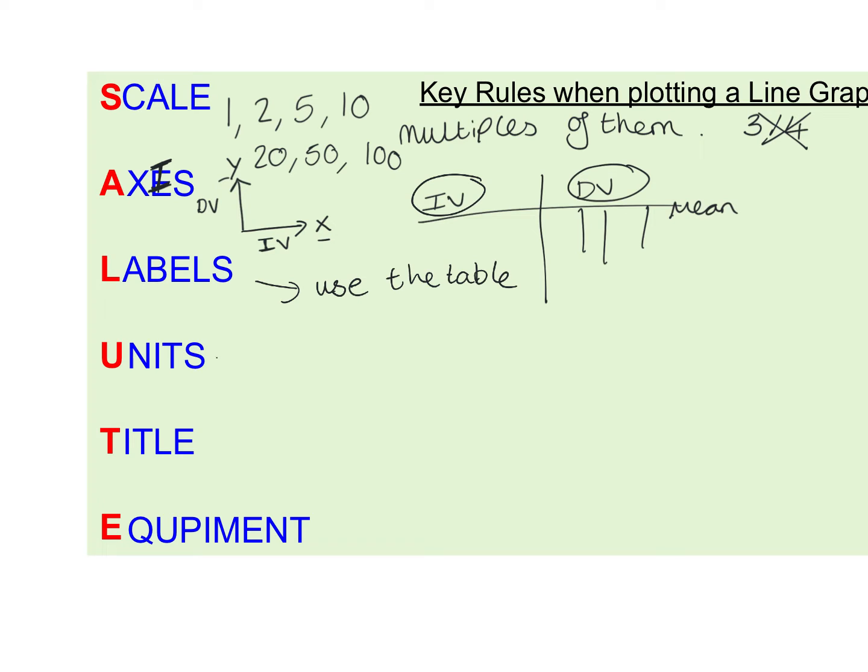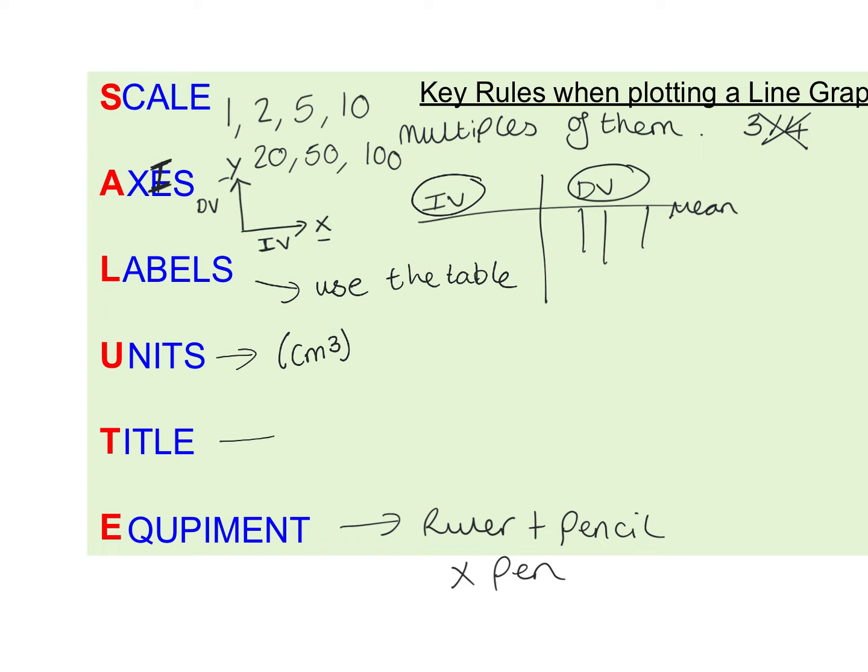The same then with units. There has to be units and they have to be in brackets. That needs to be included on both axes. Equipment, and this is something you need to make sure that you've got now, is you need a ruler and a pencil, okay? If you've got a pen, put it down. You do not need a pen.